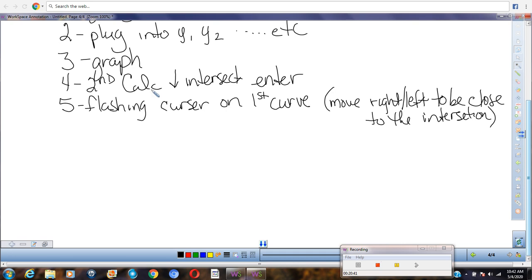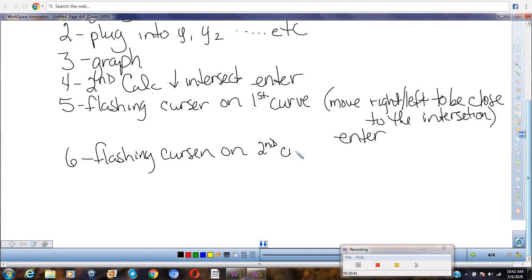All right, so once you do that, you want to hit enter. Your calculator will automatically go to the second curve. Again, it's got a flashing cursor on second curve. Again, you want to move that cursor, right, close to the intersection point. That way you're doing the correct or the same point that you want. Okay? I prefer to start with the leftmost point and then do the right point, but it's up to you. And again, you're going to hit enter.